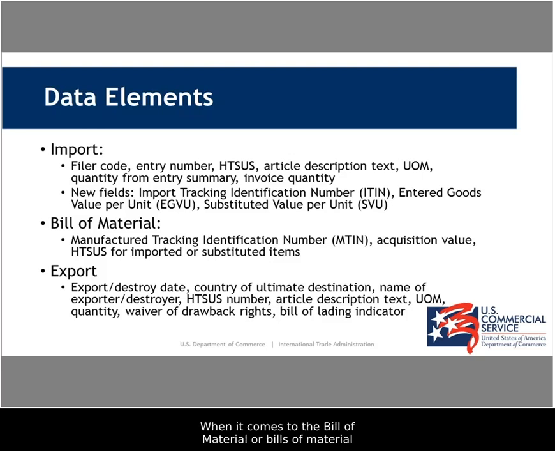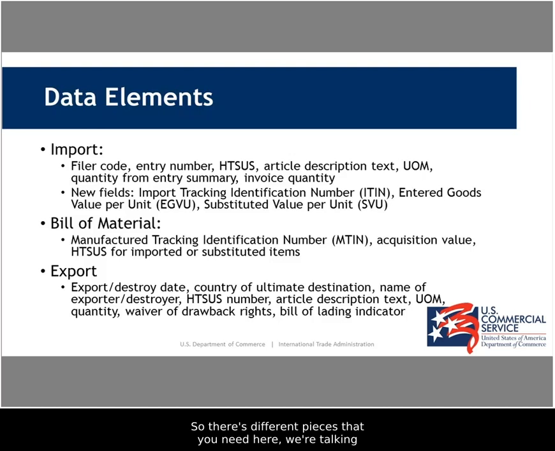When it comes to the bill of material, or bills of material in certain situations, you have to provide a set of elements that were not previously required to be transmitted with a drawback claim. And now that it's electronic, all of those data elements for the bill of material go in automatically. You have some of the data to support the new fields here, like a manufacturer tracking identification number that Customs has put into the program to connect the import and the export to make sure that everything is tied together for that finished manufactured article.